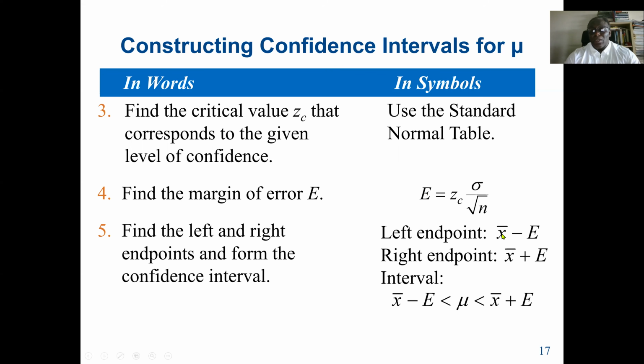So that's why we say x bar minus E, the margin of error, is the left endpoint, and the right endpoint will be x bar plus the margin of error. So this will be our interval. The mean will fall between the sample mean minus E and the sample mean plus E.